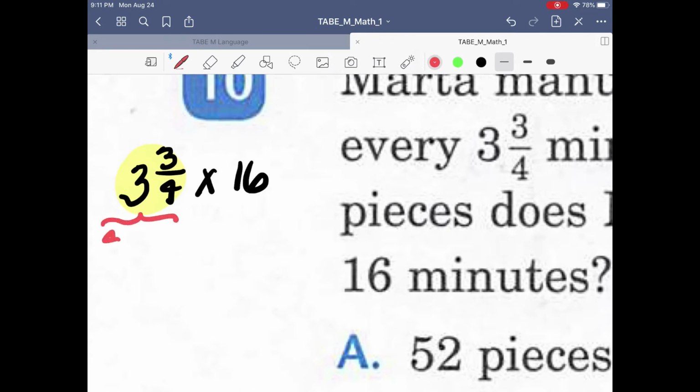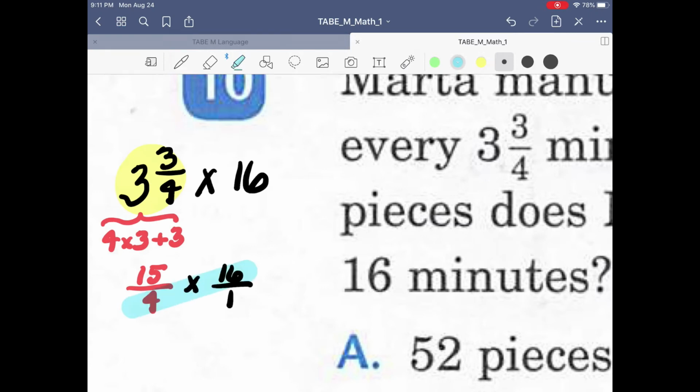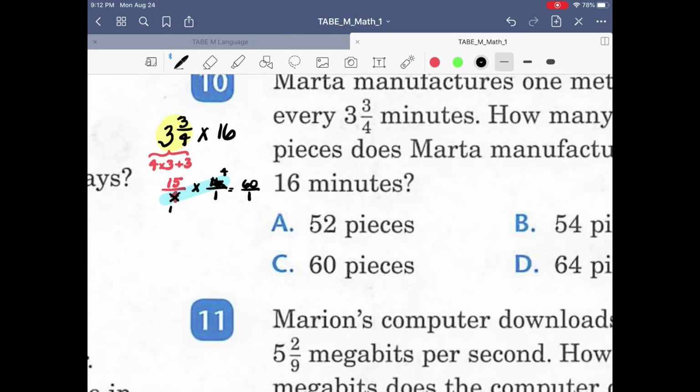4 3s are 12. Plus 3 more, that's 15. And we keep our 4 on the bottom. Multiplying that times 16 over a 1. And there's a canceling. This is a nice one. 4 into 4 is 1. 4 into 16 is 4. 15 times 4 is 60 over 1. So I am looking for 60 pieces as my answer. And that for number 10 is C.